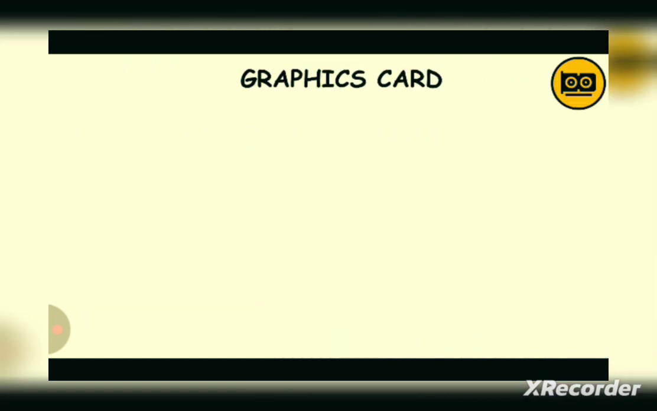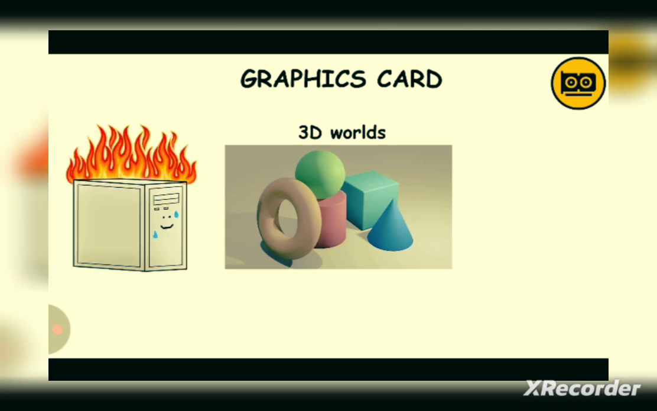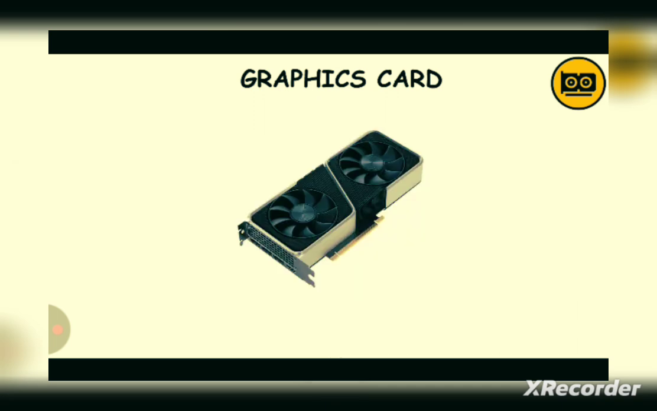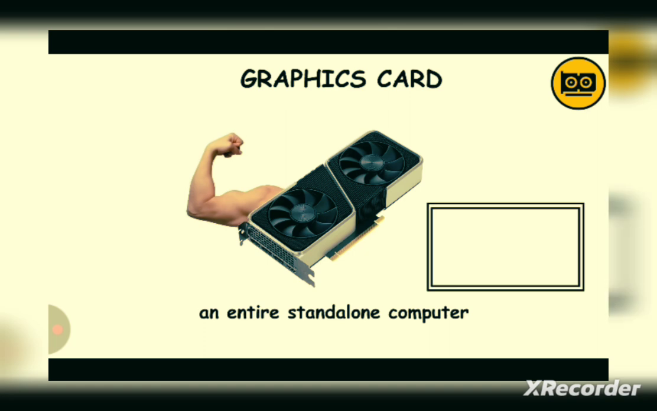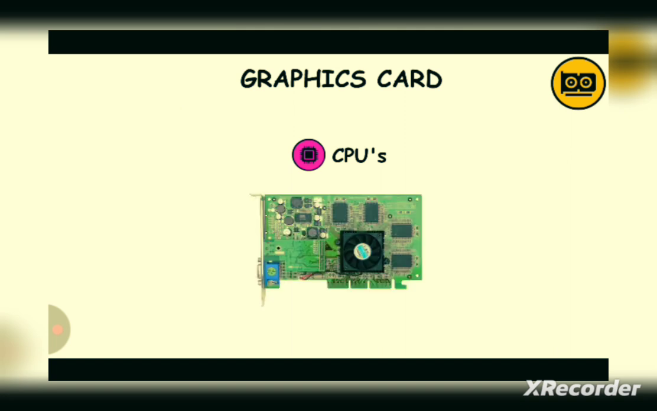Graphics card. To create 3D worlds from complex calculations, the computer has to do a massive amount of work, but a really difficult part comes in when it's time to show those worlds on your screen. This is where the graphics card comes in, which is basically an entire standalone computer dedicated only to showing the right things on your screen, deciding which pixels need to light up and in what color. Some CPUs already come with an integrated graphics card, but they're usually less powerful than a normal single graphics card.